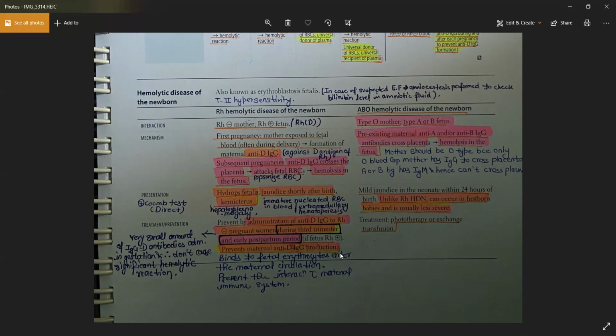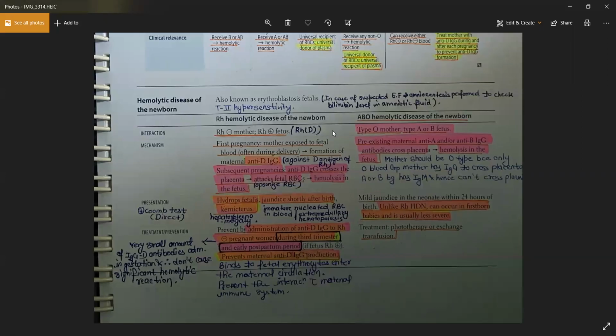Could you please explain how the fetus's blood gets entry into the mother's circulation? At the time of placenta delivery, the placenta is full of blood, right? So at the time of delivery, some amount of blood gets mixed with the mother's blood. It happens always, a very little amount. And this amount is enough to cause the formation of these antibodies, right? Okay, got it. Thank you.